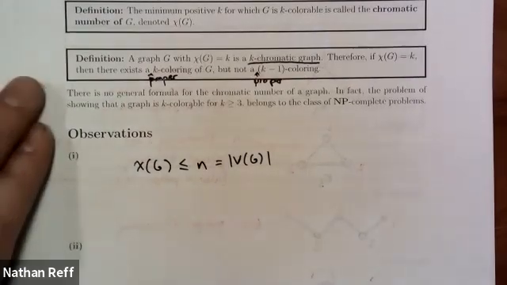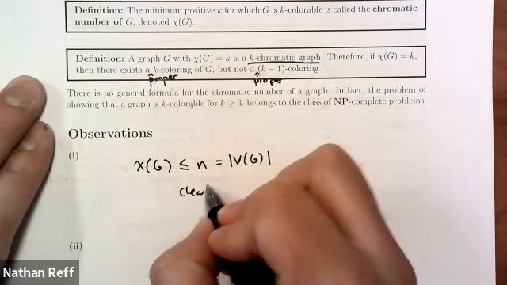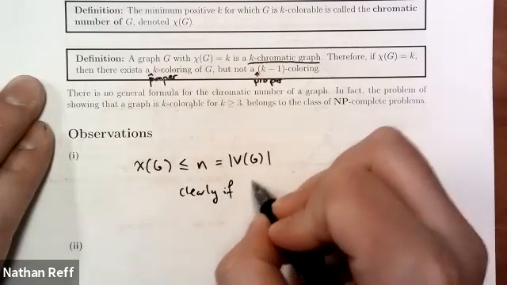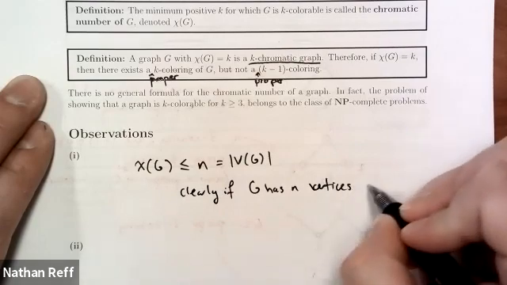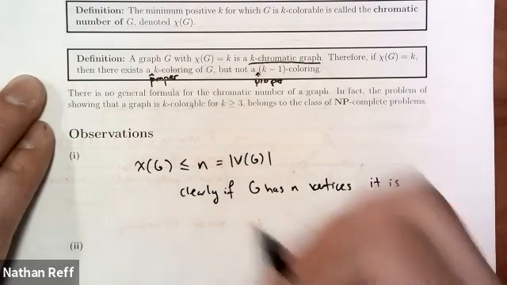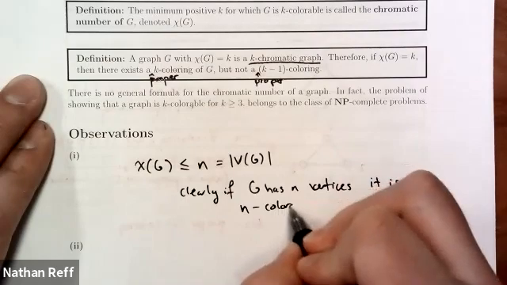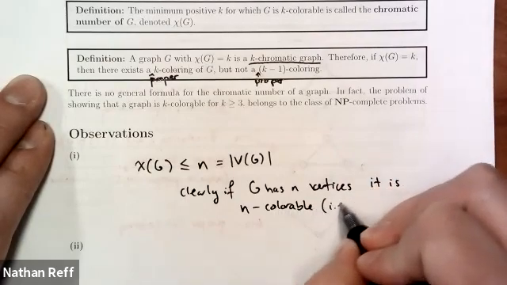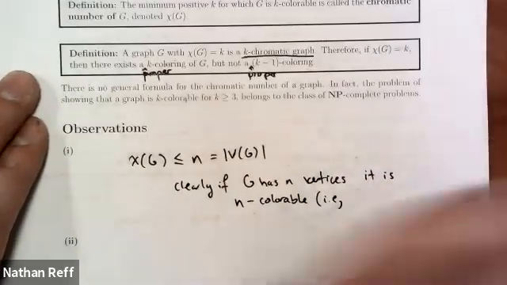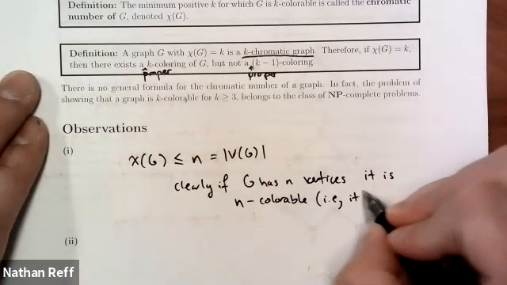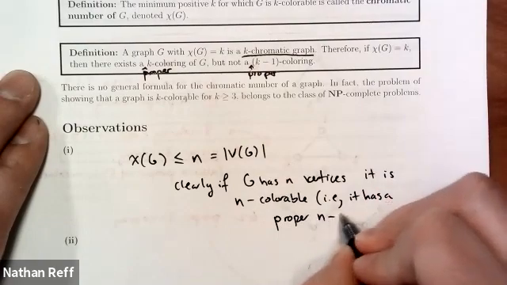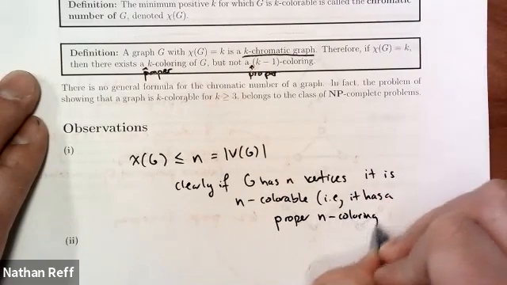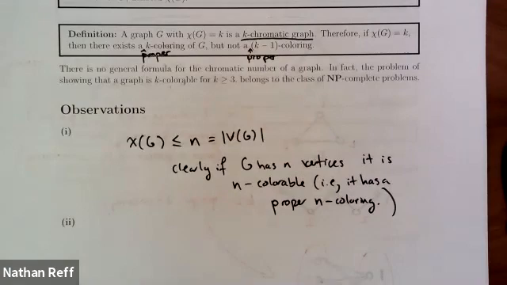So clearly, if G has n vertices, it is n colorable. In other words, I'm just probably going to always say that it has a proper n coloring. Does everyone agree with that?